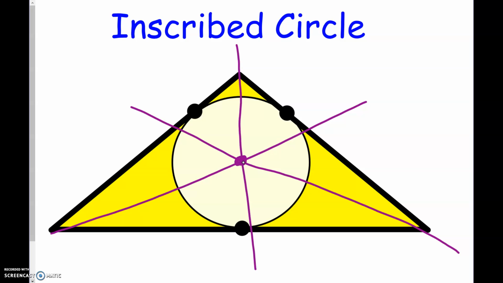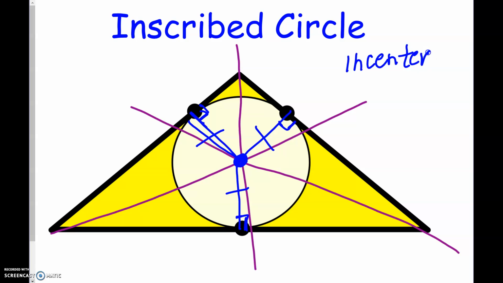Okay, now what happens is you see this circle here. If we go from this center, this point of concurrency, and we go to each side perpendicular to the side, perpendicular to the side, perpendicular, these blue segments are all the same. Okay, so this is actually called the in-center. So the in-center is made from angle bisectors.